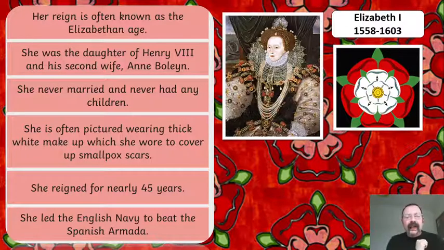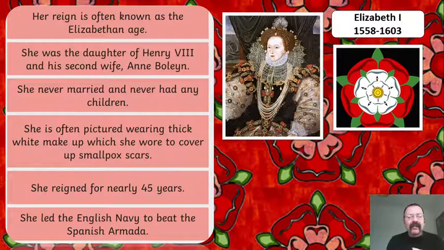She's often pictured wearing thick white makeup, which she wore to cover up smallpox scars. So you can see she's got a very, very pale face. And actually that type of makeup did a lot of damage to her face. So I wonder if you can find out anything about that, what Tudors wore on their skin as makeup and why it could cause damage.